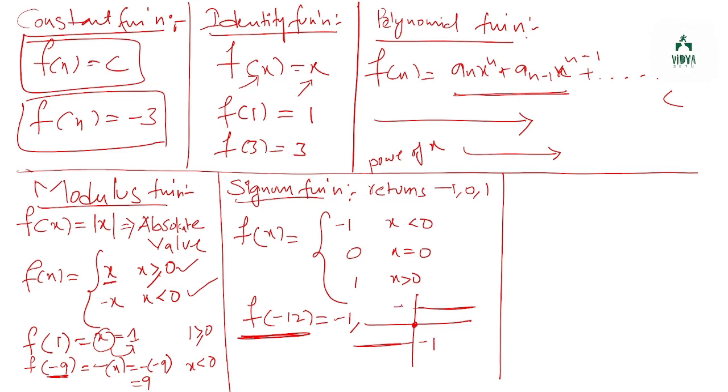This is -1. This is +1. This is 0. This is the graph. This is the x-axis. This is the y-axis. Always it returns +1 for positive, -1 for negative, and 0 for 0. This is just the sign function. It will just return the sign.